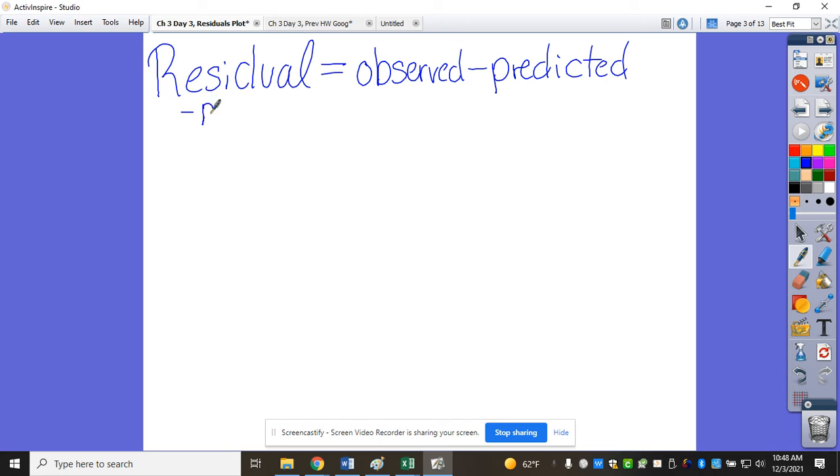A positive residual we decided means that we did what? Underestimate. A negative residual, overestimate. What did you say before that? That it reminds us of what? Part of the chi-squared equation is observed minus expected.